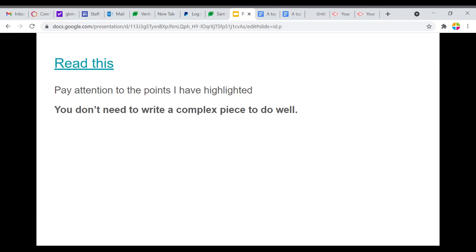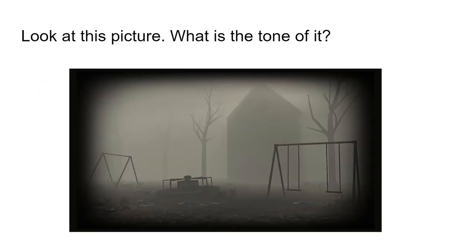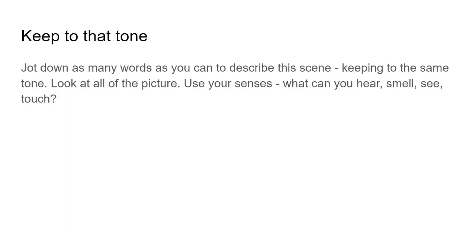So I think hopefully what you got from that is that you don't need to write a complex piece to do well. So we're going to try and mimic some of those skills now. And I want you to look at this picture, first of all, and think about the tone. What is the tone of this picture? If you had to describe the tone, is it happy, sad, lonely, eerie? That word eerie we keep coming back to. Have a think about that. I mean, I would argue that it's got quite an eerie tone to it. And the important thing is to stick to that tone throughout.